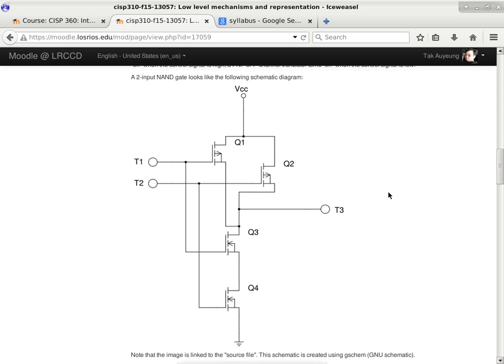So what about the other stuff? What about T1, T2 and T3? Those are terminals, T for terminal. We have two terminals coming in. T1 is an input, T2 is an input. We have one output, which is T3. What about VCC and this little symbol down here? VCC is the supply voltage. It is a positive voltage. And this is the ground symbol. You can look at it as 0 volt or the low voltage.